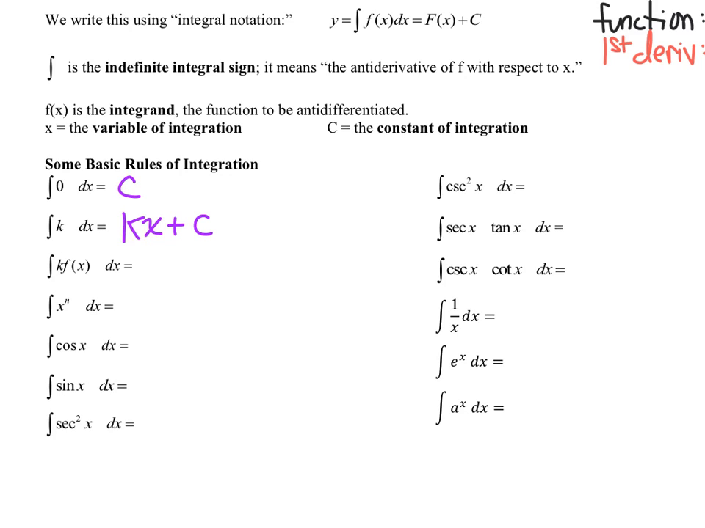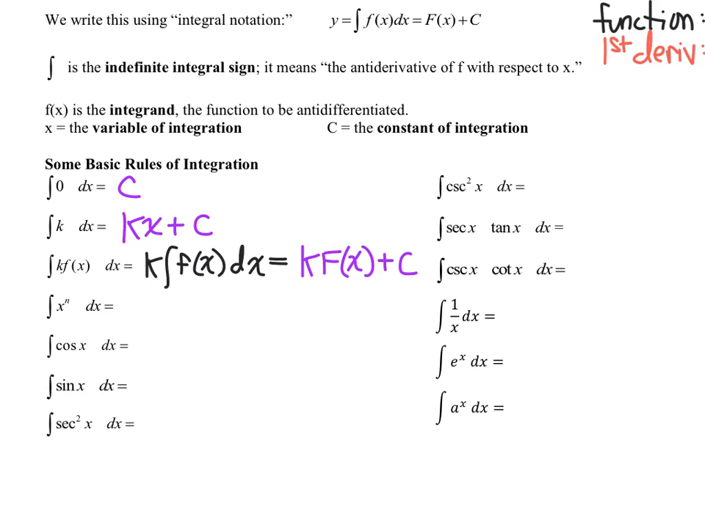You could rewrite it because of the constant multiple rule for derivatives and limits and everything. Well, there's also a constant multiple rule for antiderivatives. So ignore the constant, anti-differentiate everything else, and then bring the constant back in. What's the antiderivative of lowercase f of x? Uppercase F of x. So K capital F of x plus C.